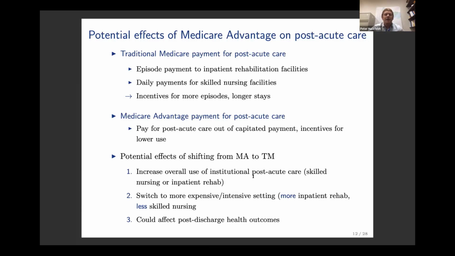Second, there could be some switching back towards more intensive and expensive inpatient rehab relative to less expensive skilled nursing. And to the extent that receiving more intensive post-acute care is or is not clinically beneficial, this could affect patients' post-discharge health outcomes.